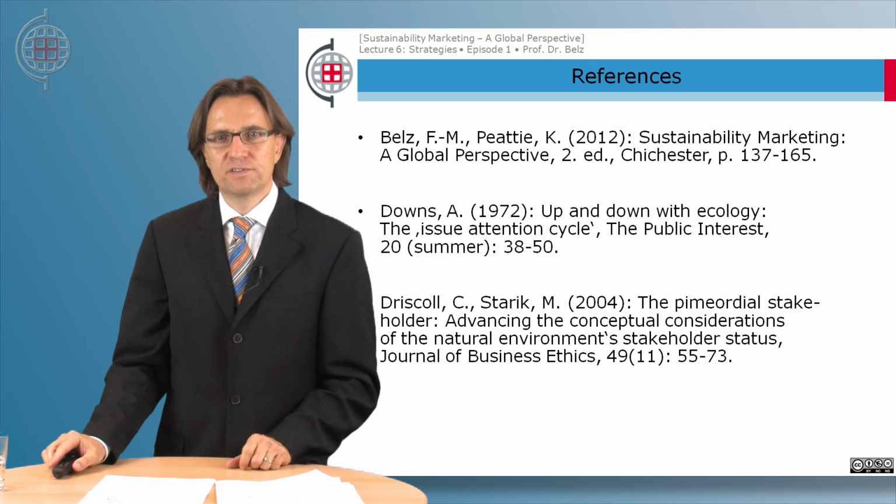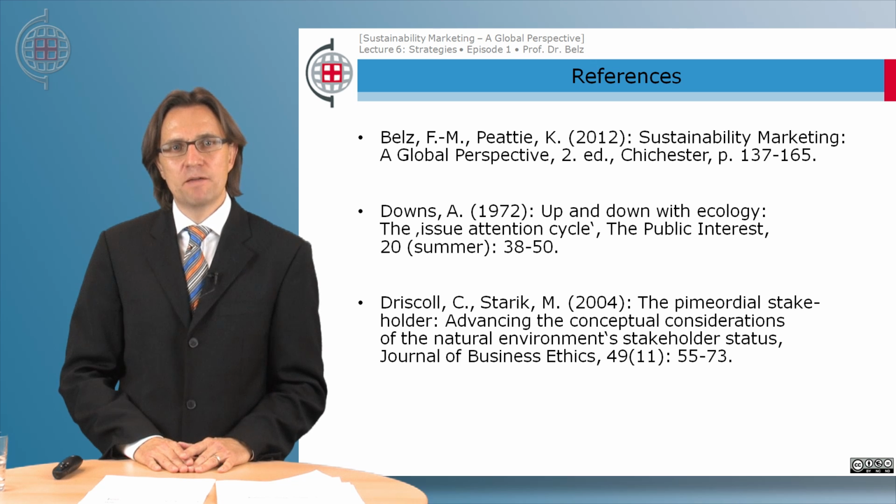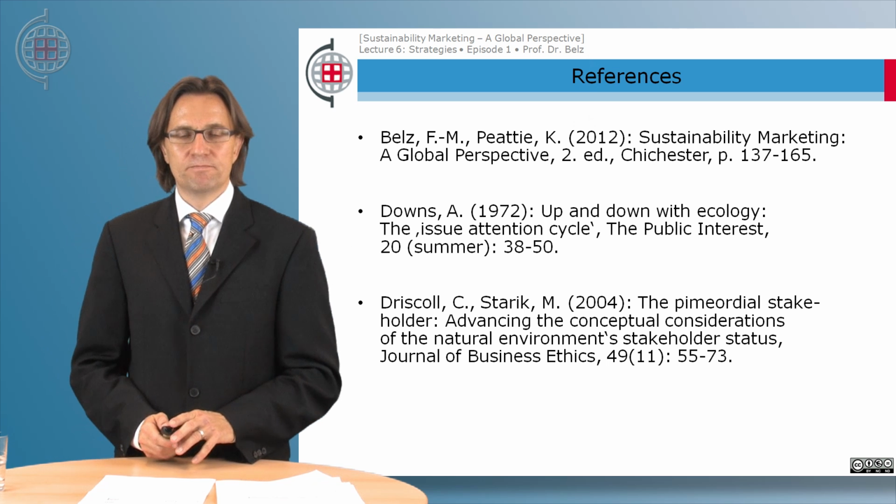Here are the references, pages 137 to 165 in our textbook. And then the seminal work, the classic paper by Downs, Up and Down with Ecology, the issue attention cycle. And finally, the interesting article by Driscoll and Starik talking about the different stakeholders in the context of the environment.